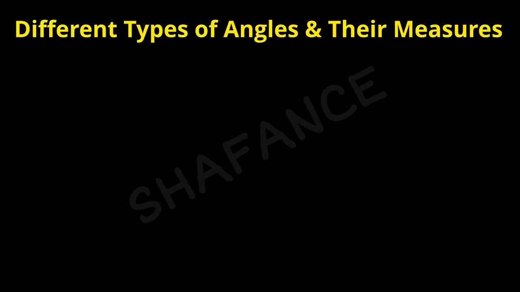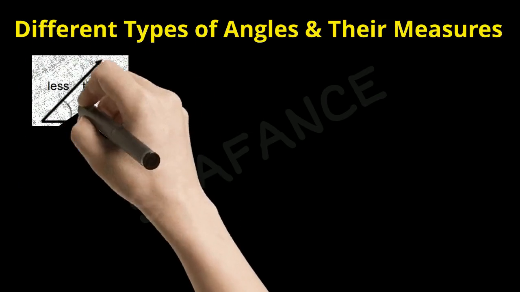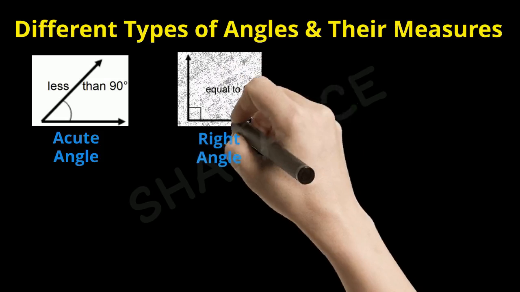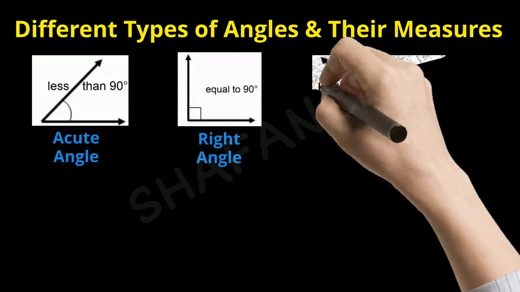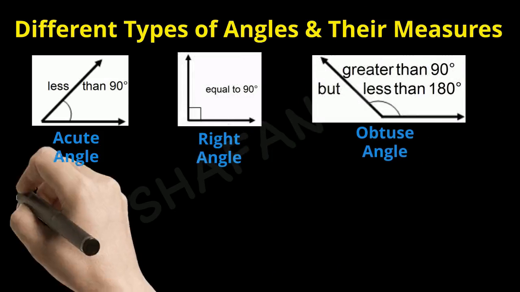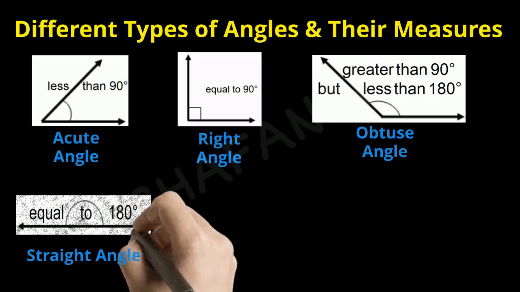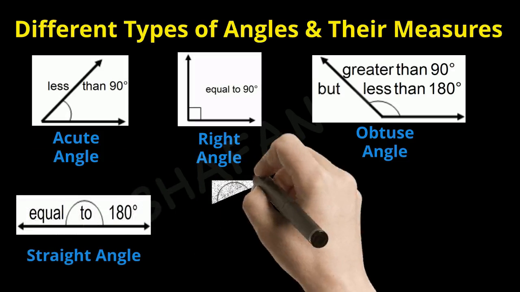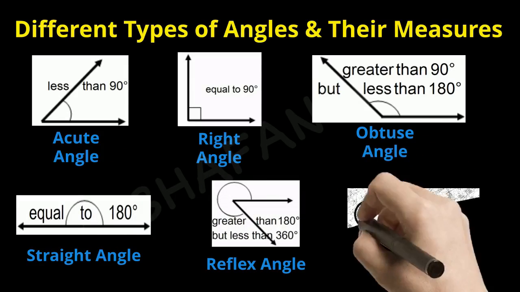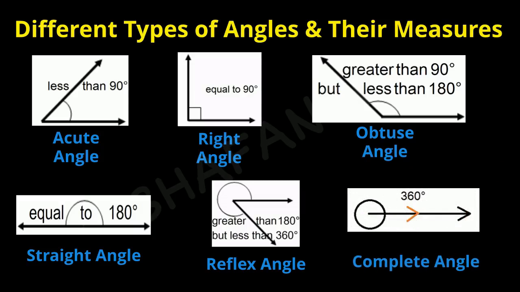Let's go through the different types of angles that we have seen. Acute angle less than 90 degrees, right angle equal to 90 degrees, obtuse angle greater than 90 degrees but less than 180 degrees, straight angle equal to 180 degrees, reflex angle greater than 180 degrees but less than 360 degrees, complete angle equal to 360 degrees.